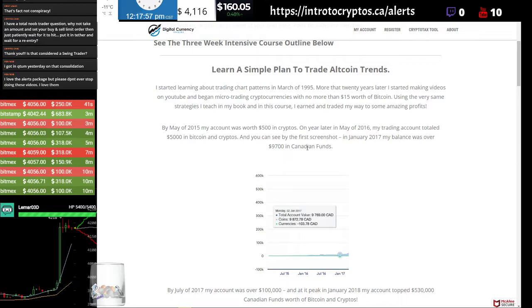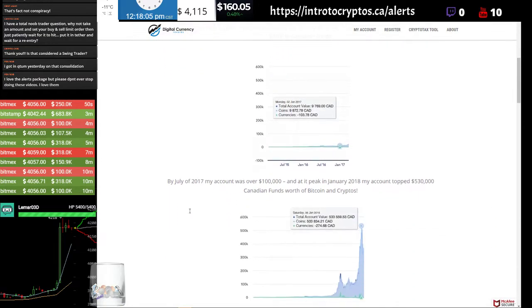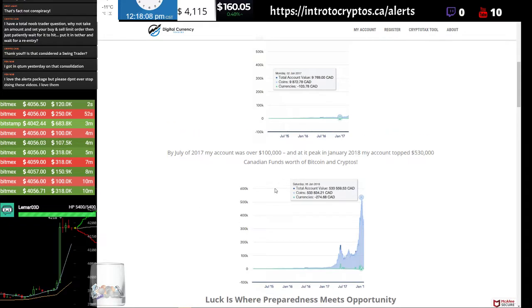And you can see in this first screenshot below here, in January of 2017, my balance was at $9,700. By July, it was over $100,000, and it hit its peak of over $530,000 worth of Bitcoin and cryptos by January of 2018. Now, I'm really lucky because I took out a huge amount of profit in January and a huge amount of profit again in May, which turns out to be fantastic timing to have sold out of things.